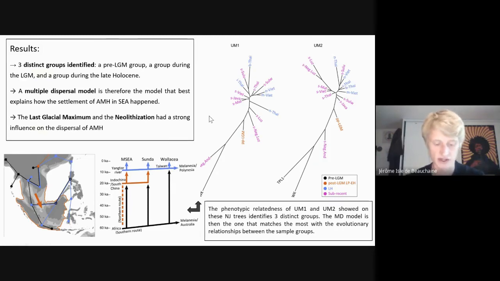So in conclusion, with this study, we saw that the history of the settlement of anatomically modern humans in Southeast Asia follows a complex pattern. Also, I think it's interesting to see that we can reconstruct migration scenarios, and we can reconstruct the migration history of populations by using other material than DNA. Here, by using teeth. Thank you.